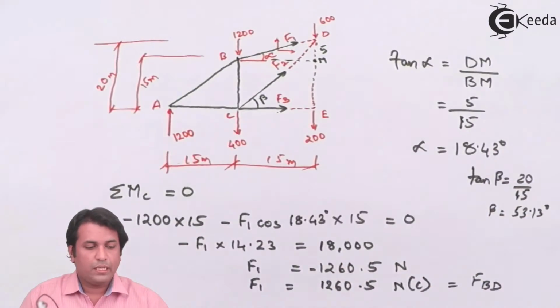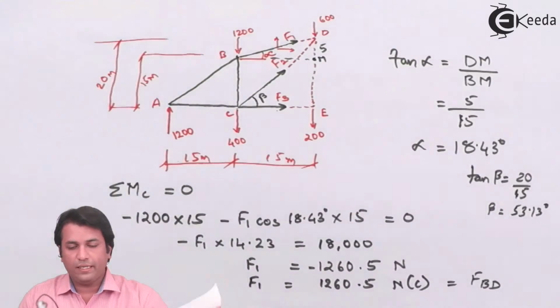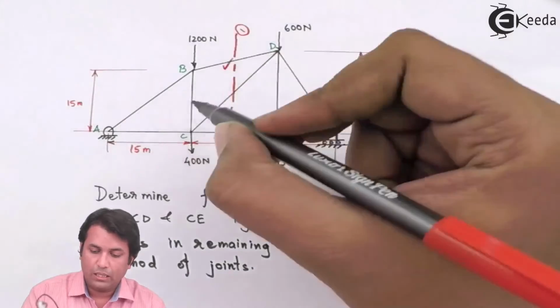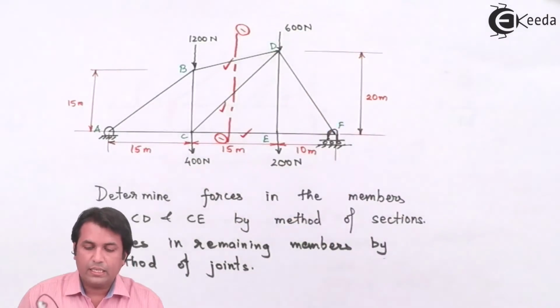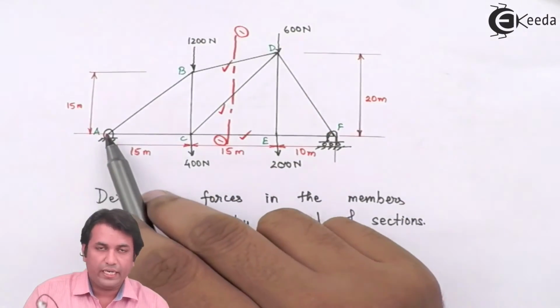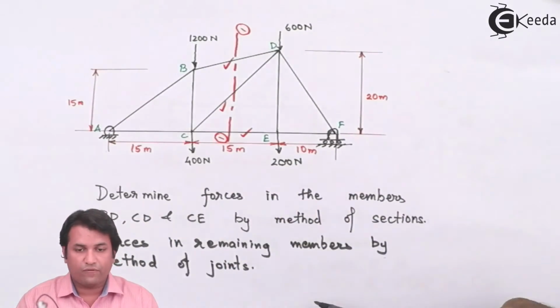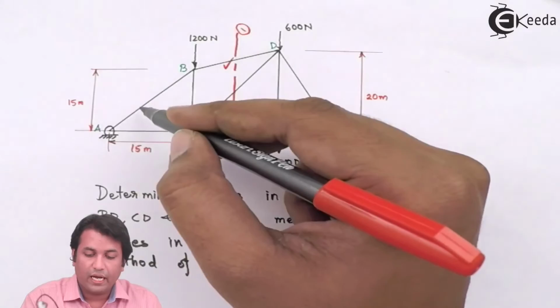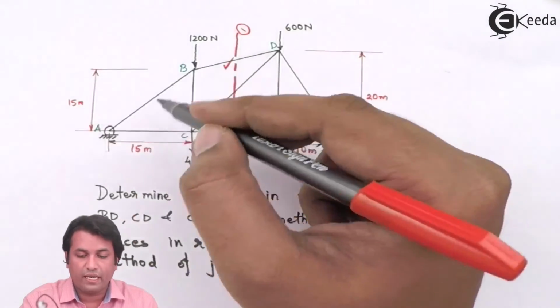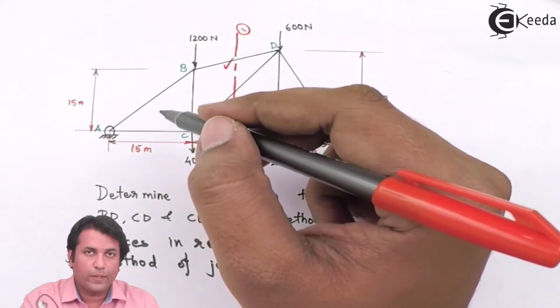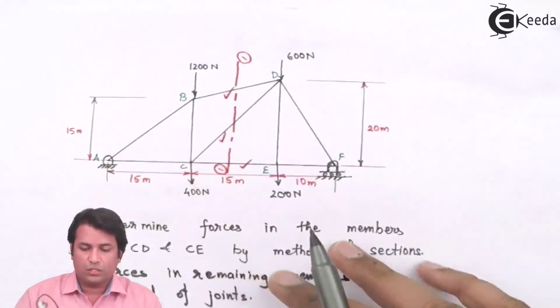So I'm done with three members, that is BD, CD and CE. Now if I take joint A, what happens at joint A? That is, I'm moving on to the next part of the question. Now joint A, I have only two unknown forces, that is AB and AC. So I can apply condition of equilibrium over here and find out the two forces.